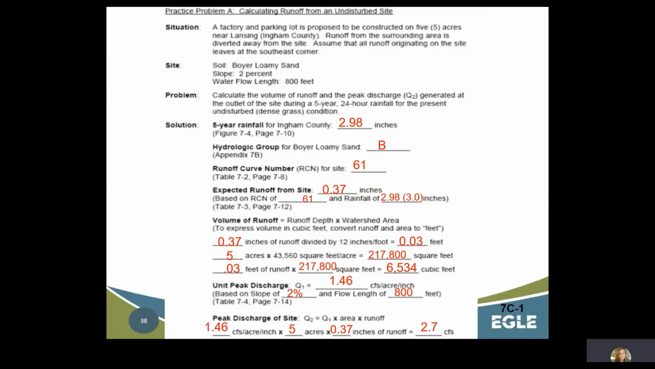Peak discharge is listed as Q sub 2, and unit peak discharge is listed as Q sub 1. At this point, we have all the information necessary to enter into the equation. 1.46 CFS per acre per inch multiplied by 5 acres multiplied by 0.37 inches of runoff provides us with a peak discharge from the site of 2.7 cubic feet per second.